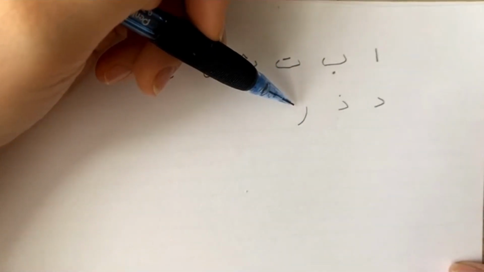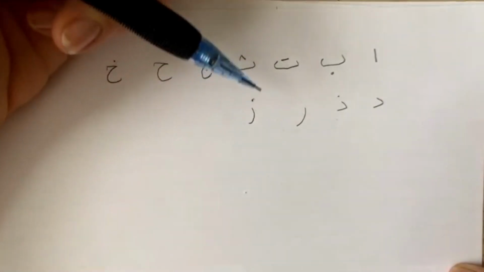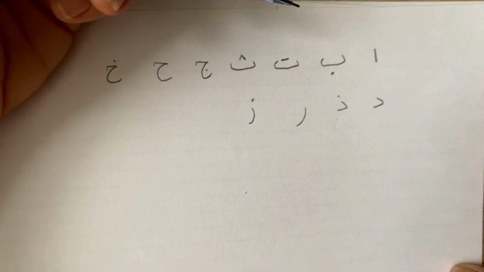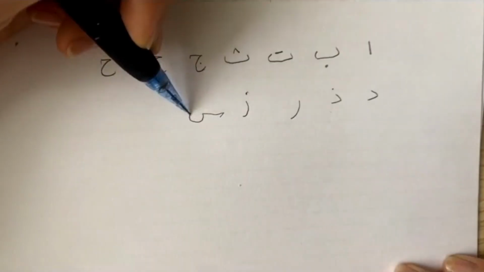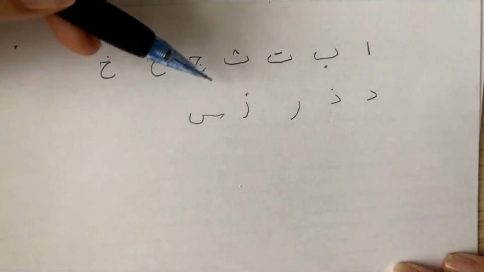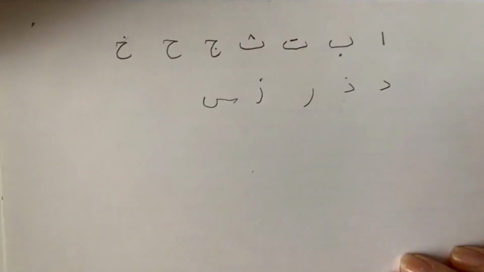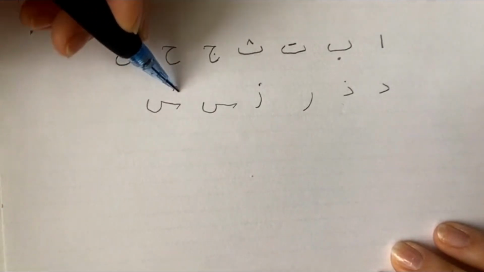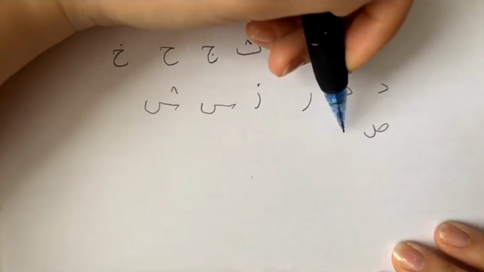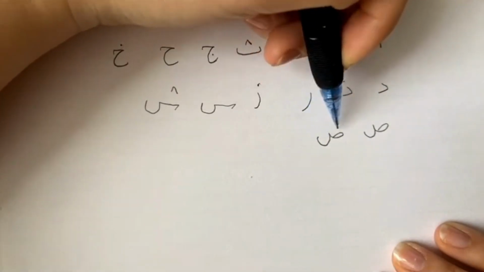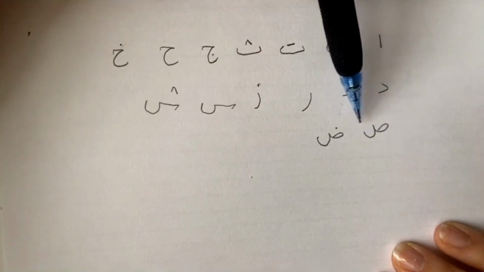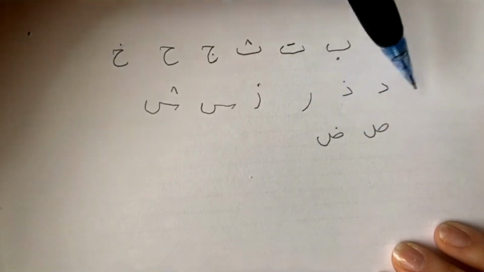Ra, just an R. Zay, it's like a Z sound. Sin, and that would be just your standard S sound. Shin, SH sound. I'm gonna write both of them down right now. This one is sad, whereas this one is dad.